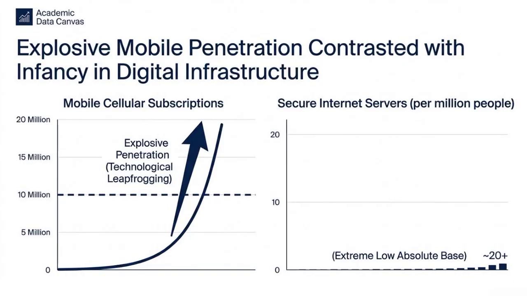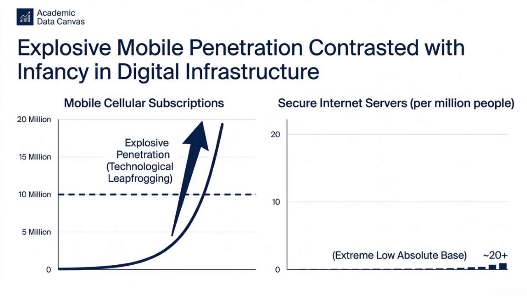Explain that for a second. Why do secure servers matter if everyone already has a phone? Because you can't run a modern productive economy just on SMS and basic peer-to-peer transfers. You need secure, localized servers to host major domestic e-commerce platforms. Ah, you need them to digitize government records, tax systems, and land registries, which, by the way, is how you improve that rule of law metric we talked about earlier.